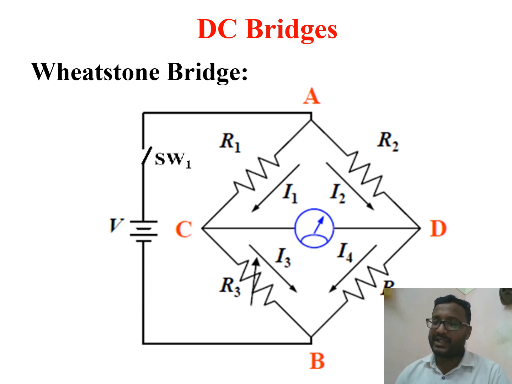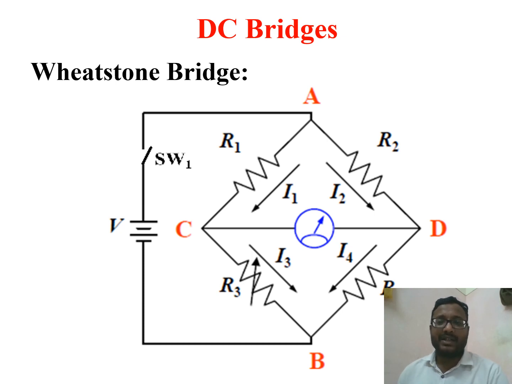We already said the bridge consists of four resistive ratio arms. In that, one arm has the R1 resistance, the second arm has the R2 resistance, and the third arm has the R3 resistance, which is a variable resistance. This arrow indicates the variable resistance, and the fourth arm has the fourth resistance.